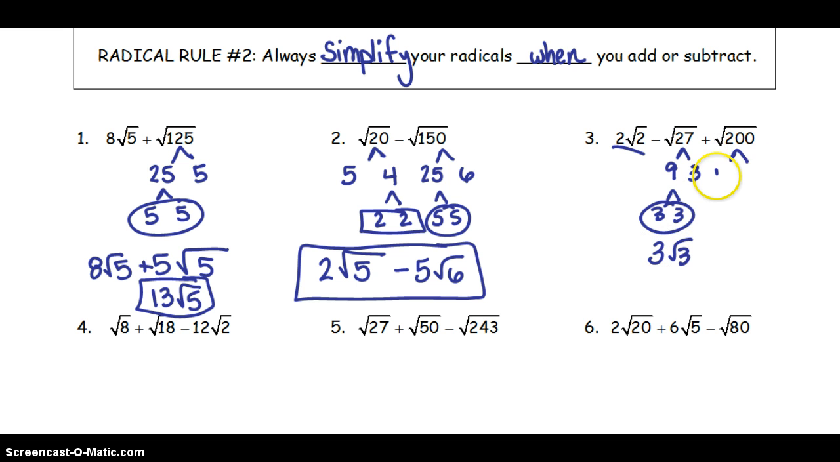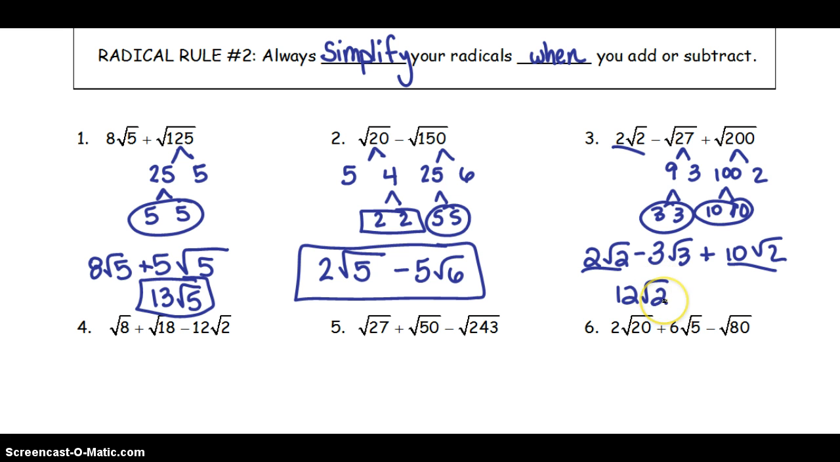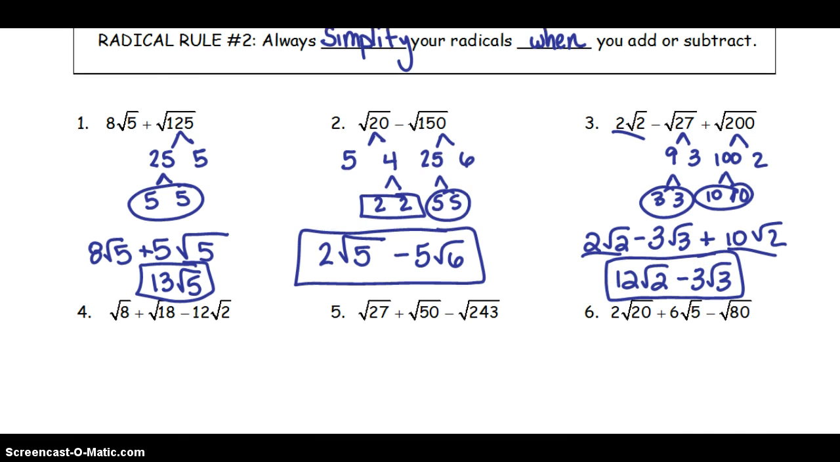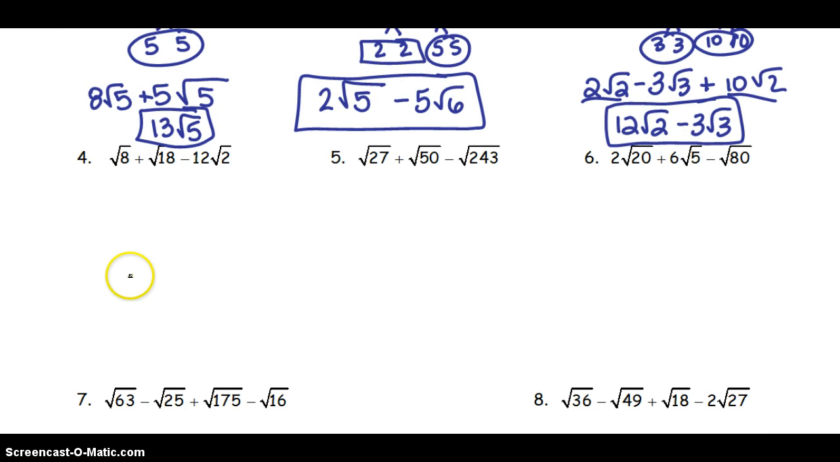This one we could do 10 squared times 2, 10 and 10. So we have a pair of 10s, root 2. And this is 2 root 2, and this is still a minus. After this, all we can combine is the 10 root 2 and the 2 root 2, which gives you 12 root 2. We still have a minus 3 root 3, and that's all we can do. Can't combine it any further because one's got a root 2 and one's got a root 3.